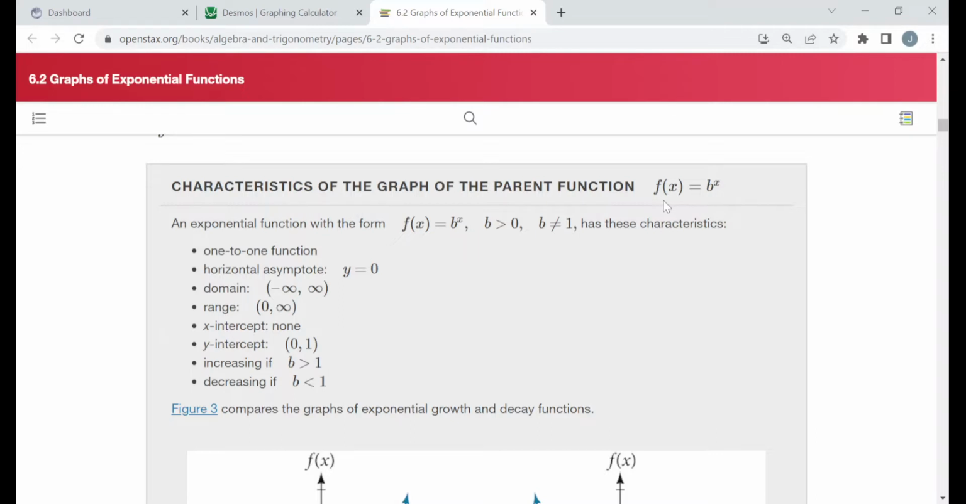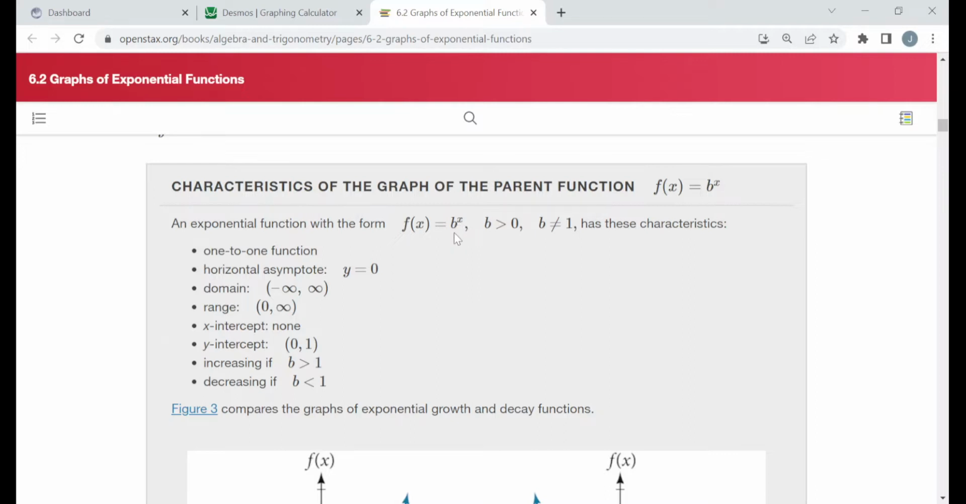So the parent exponential function, the most basic, looks like this. y equals, or f of x equals, b to the x power, where b is called the base, and the input variable, the x, is in the exponent, thus the name exponential function.